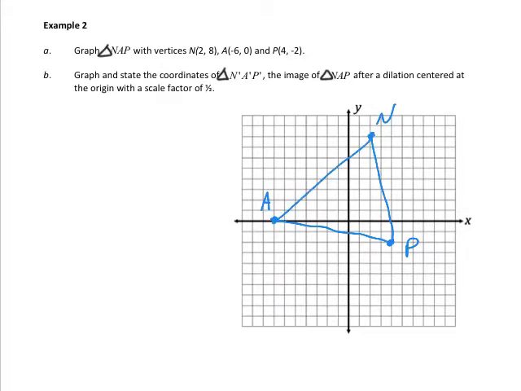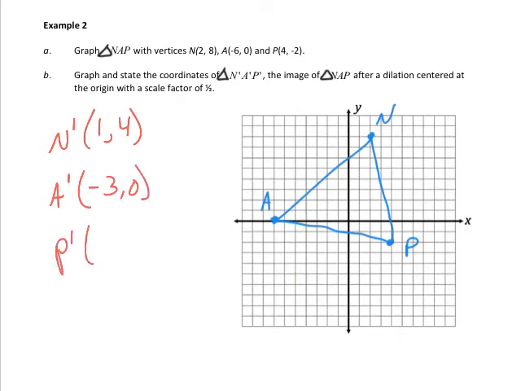Now I want to graph and state the coordinates. So I'm going to write the coordinates on the side to make sure I have them, of N prime, A prime, P prime. And I'm going to get this by scaling everything down by 1/2. So N prime is, if I take 2, 8 and cut it in half, that's 1, 4. A prime, if I take negative 6, 0 and cut it in half, that's negative 3, 0. And P prime is going to be 2, negative 1.